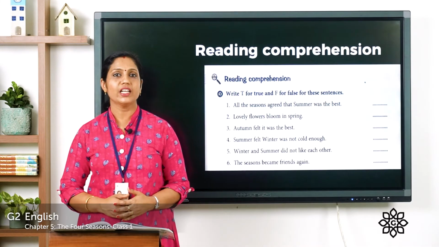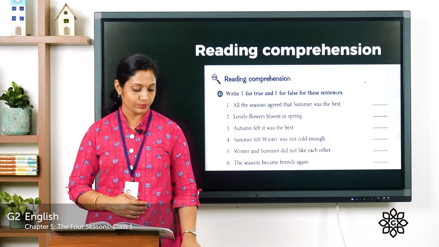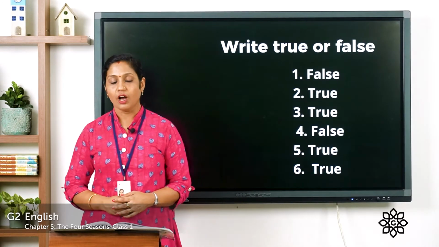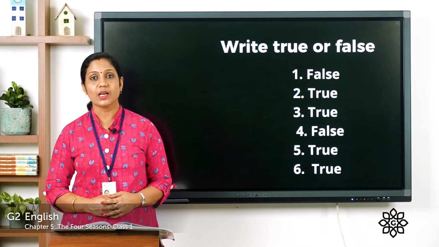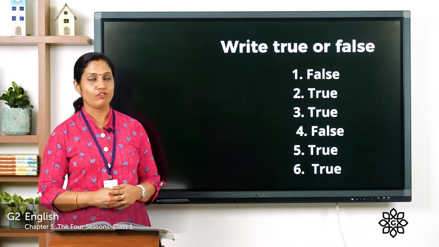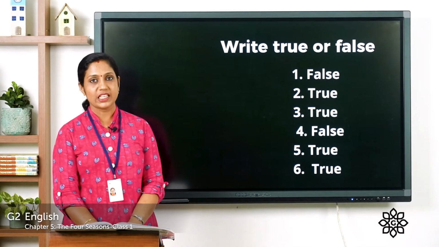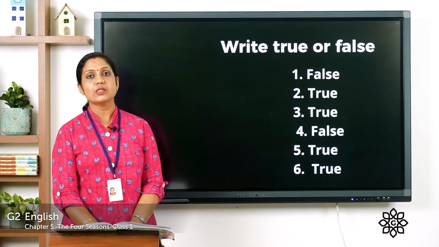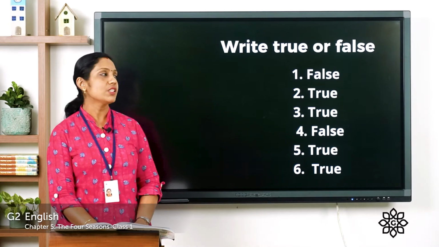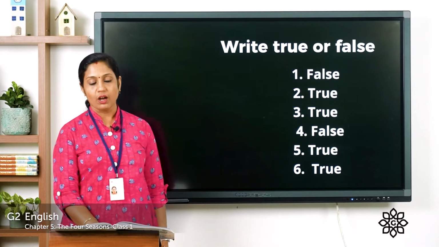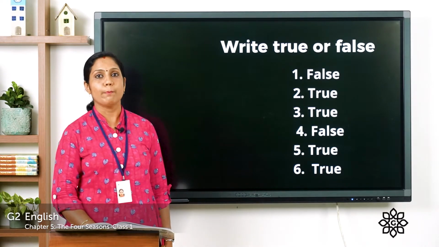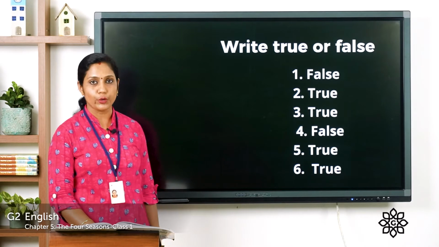So hope you have done it. Now let's check our answers. The first question, all the seasons agreed that summer was the best. Is it true or false? That sentence is false. So write down false. The second one, lovely flowers bloom in spring, and that is true. Third one, autumn felt it was the best. So the third one, true.